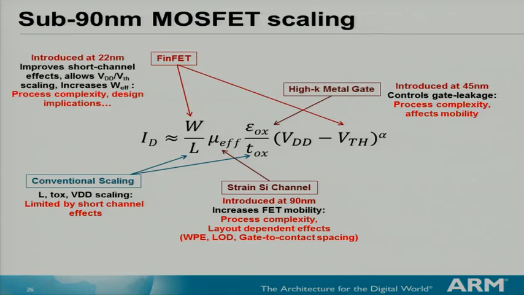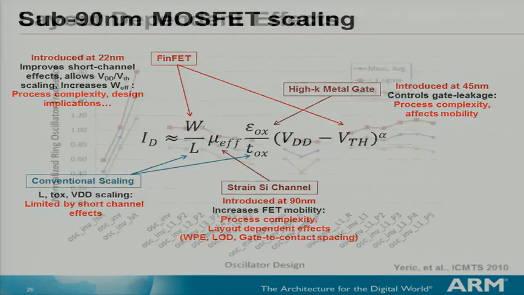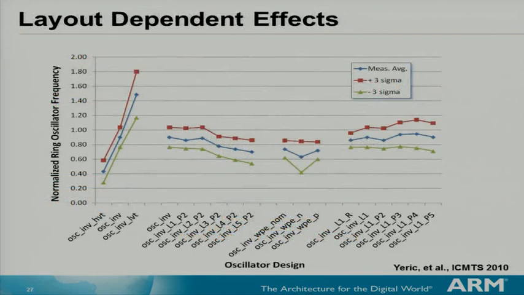And then finally, at 22 nanometer, FinFETs were introduced, which improve short channel effects, allow VDD and threshold voltage scaling, and increase the effective width, depending on what height of the fin you have and what's the fin pitch. But this involves a lot of process complexity and design implications. So just to give an idea of some of the effects that have come across due to all of these different material enhancements and structural enhancements, we're looking here at layout-dependent effects.